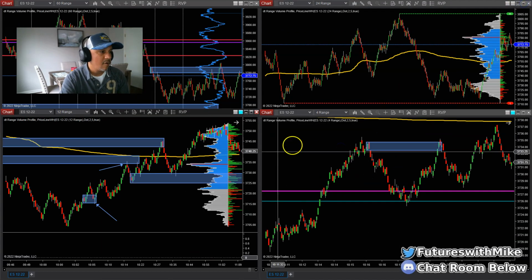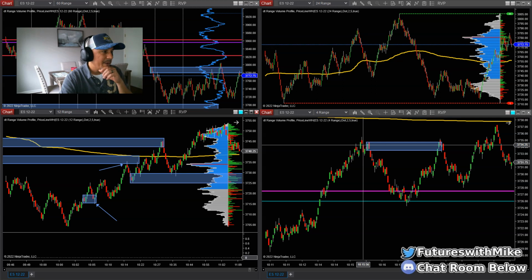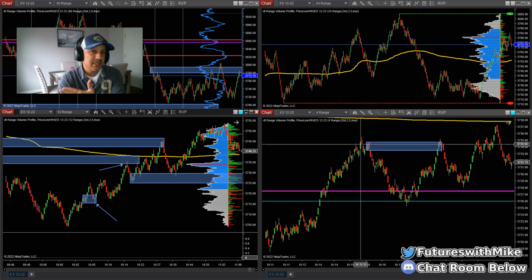Now I'm going to minimize that and go down to my 4-range chart. That same area is right here on this chart, okay? So I said, okay, we're in the supply zone. Price had a structure break. It had a gap, there's a gap fill area there. Let's see if we can also get a structure break on the lower time frame. This is how I use pair charts, using 2 charts together.